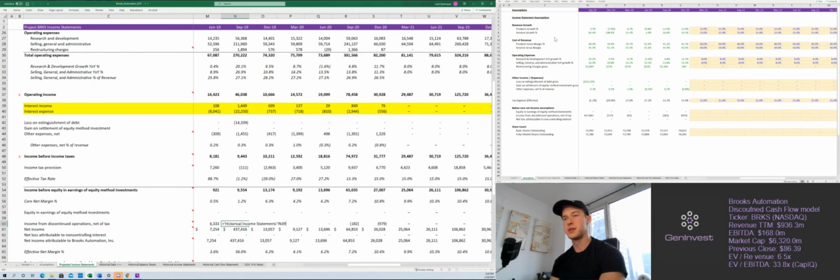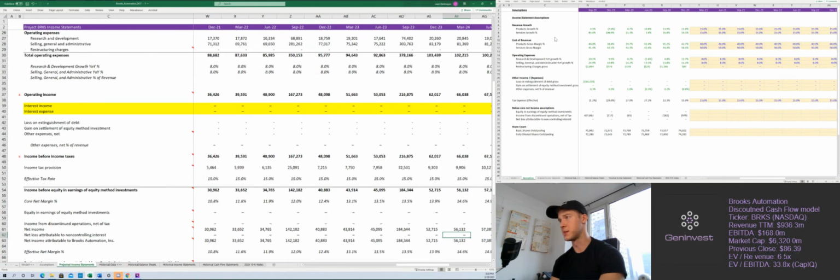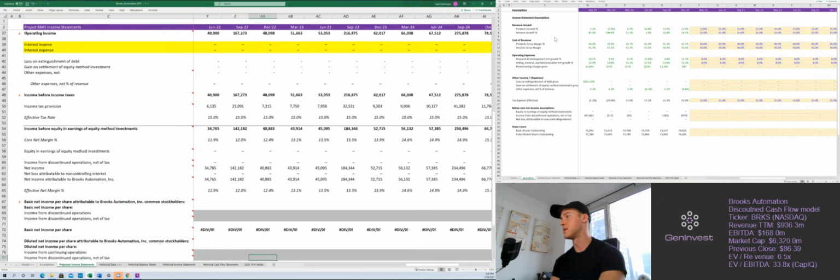Again, net of any tax on that sale, total net income, net loss attributable to non-controlling interest. We touched on that earlier, but this also doesn't look like it's going to present anything material for the business moving forward. Net income attributable to Brooks Automation, effective net margin, and then we're going to do some per share stuff here.